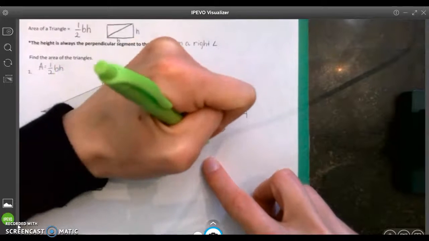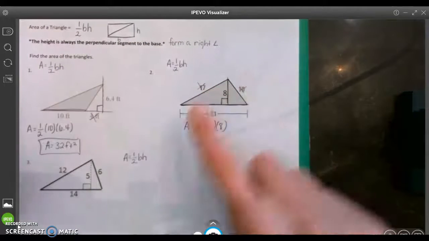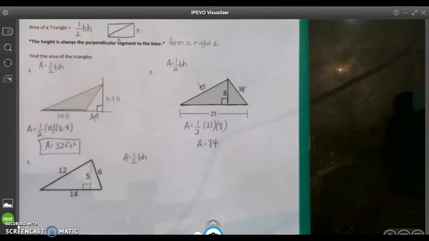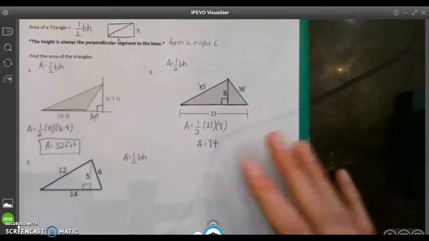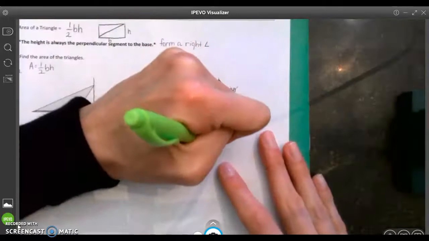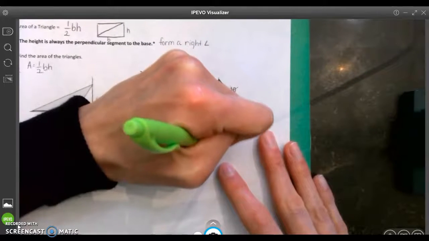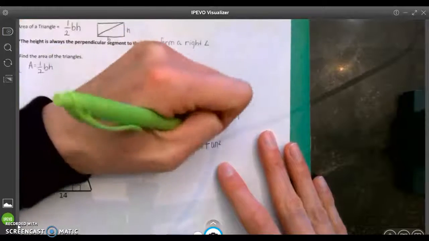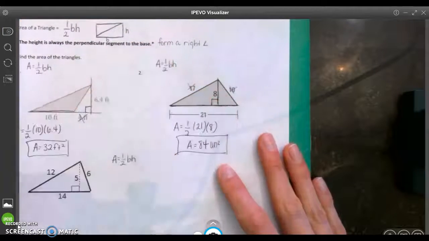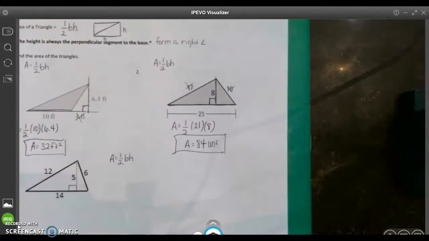Area equals 84. This doesn't have a unit. If you just said area equals 84, that would be fine. Most teachers like when students will say like units squared. So that's an appropriate way to label it also.